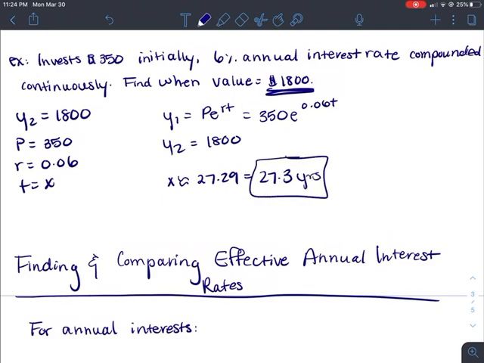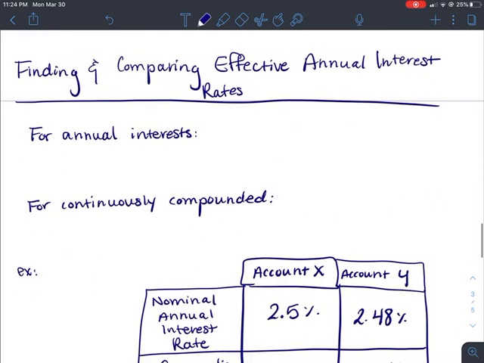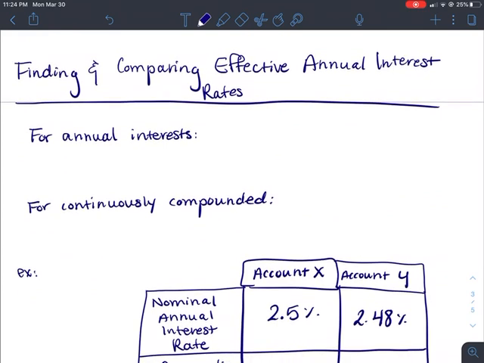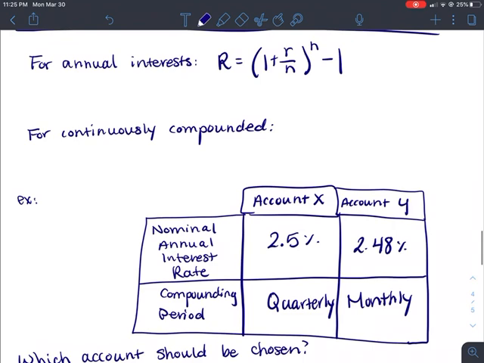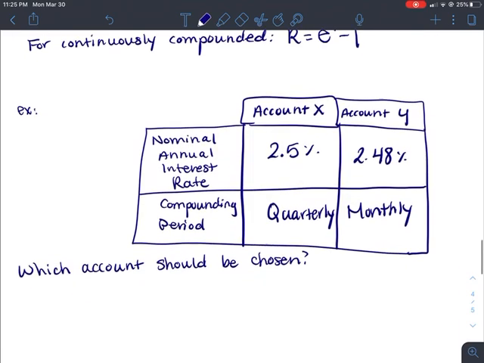Okay? So finally, they want us to use two new equations to find and compare effective annual interest rates, okay? So they give us the equation for annual interest rates. R equals (1 plus r over n) to the n power, minus 1. So that's our equation for annual interest. Our continuously compounded equation is R equals e to the r power minus 1. Okay, so we're going to use these two equations to work on this example.